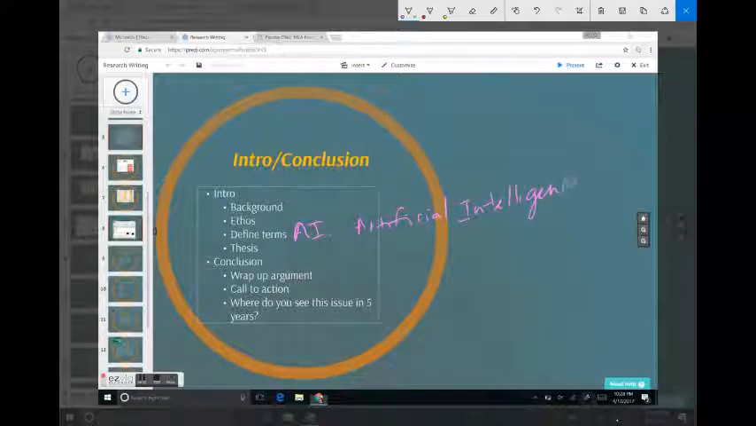Okay, and then in parentheses, you would put AI. Then every other time you use that in the paper, you can just use AI. But you do have to identify what that acronym means the first time you use it. And of course, you want to make sure you put your thesis. Please remember that thesis needs to have 2 sides to it, as well as show which side that you support.